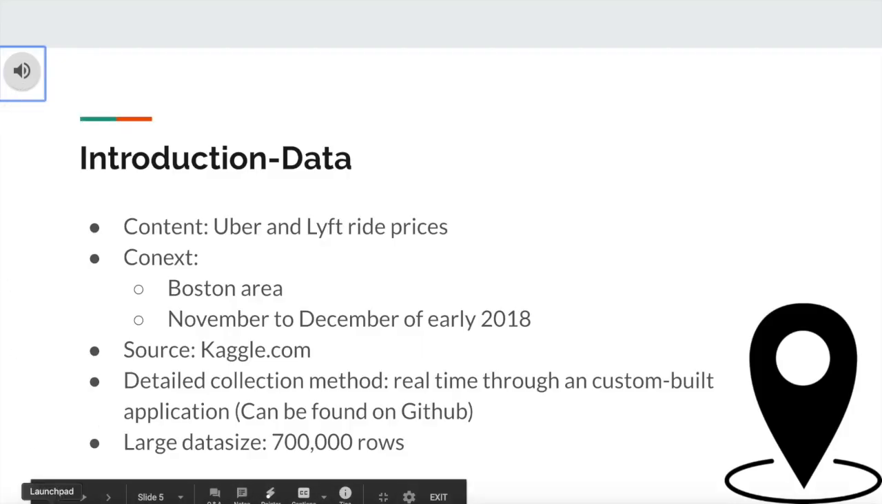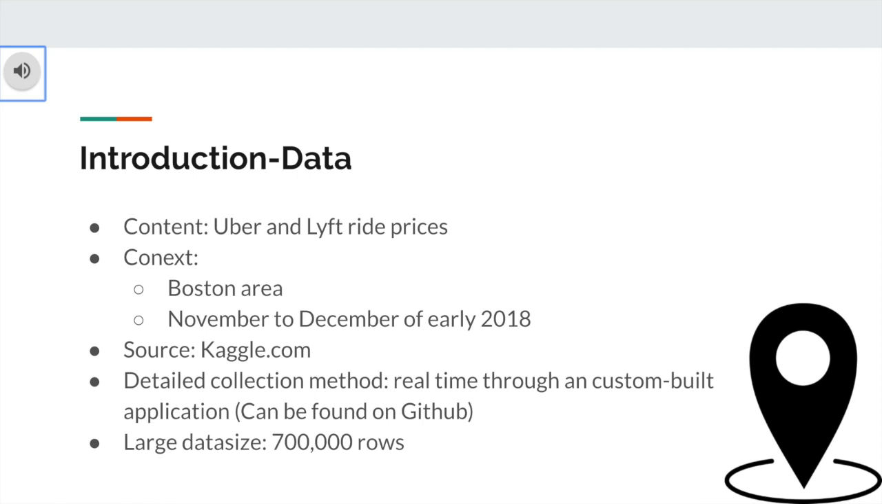Moving on to the introduction. We found our dataset on Kaggle. According to the website, the dataset was collected in real time from November to December of 2018 through an application they custom built. Originally, there were 2 datasets. The first mainly has information about the rides, such as distance, cab type, time, destination, and price. The second mainly has information about the weather, such as temperature, rain, humidity, and wind.